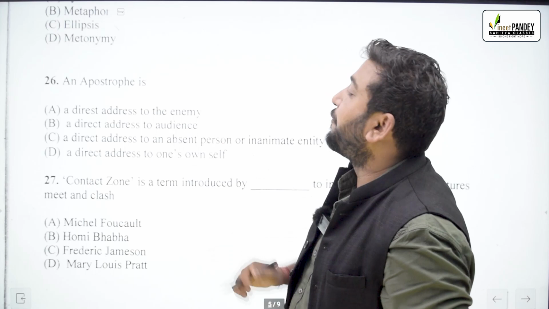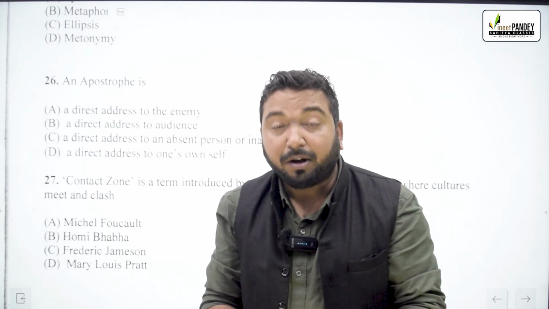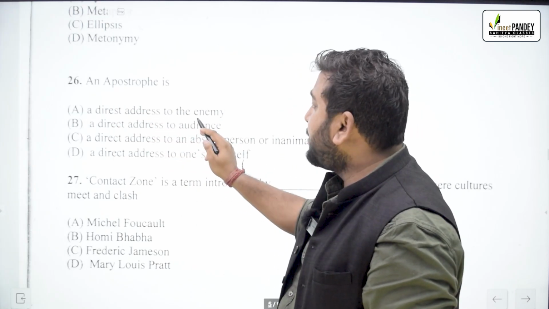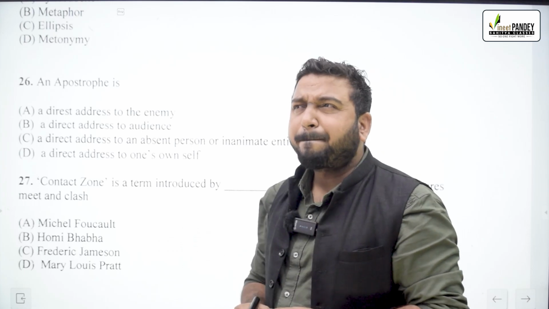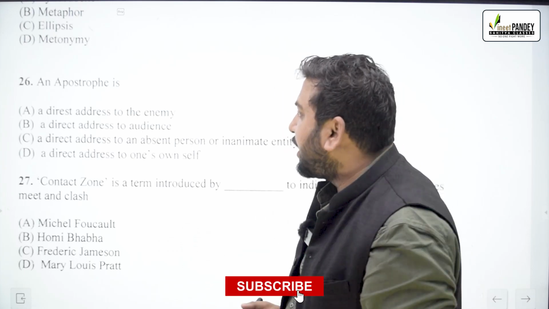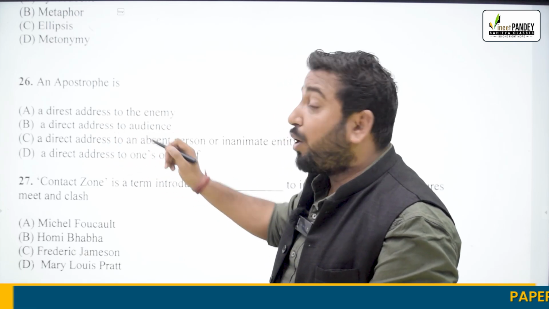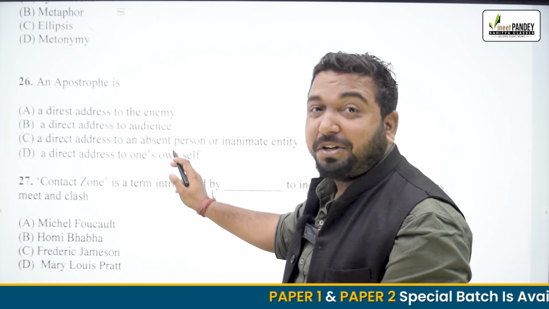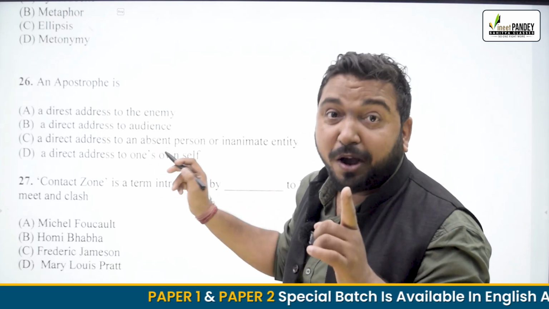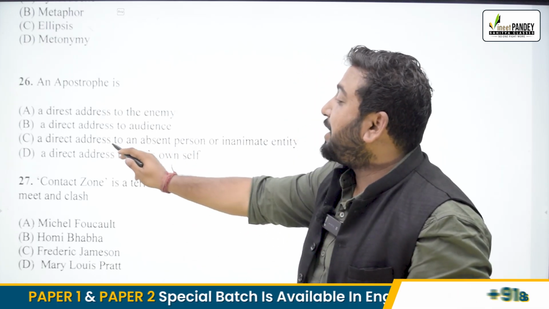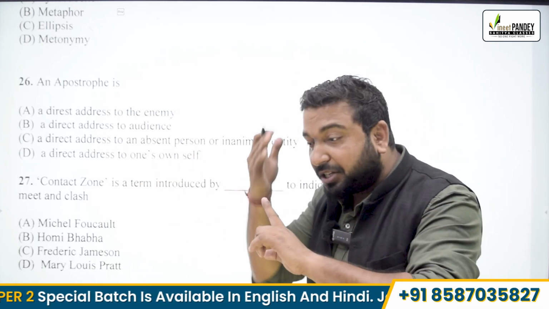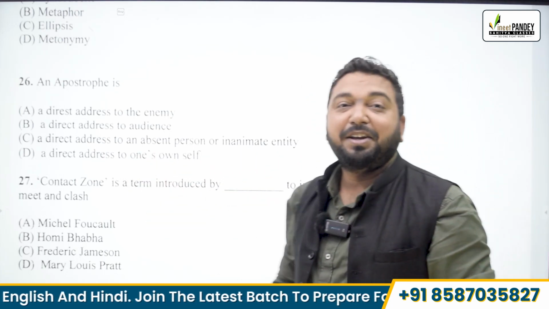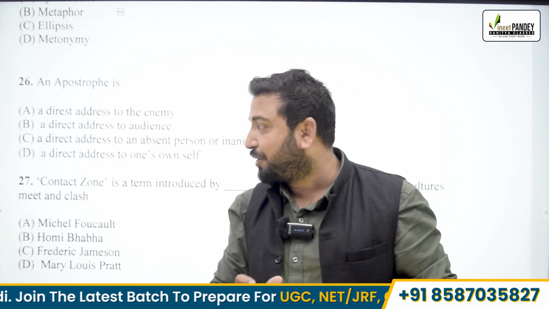What is an apostrophe? See, apostrophe means addressing someone. But who? Let's go for options. A direct address, yes. To the enemy, दुश्मन को address करना, can be, हो सकता है. It can be an answer. A direct address to audience, can be. A direct address to an absent person. This is the final definition. That's why you have to read things and understand. A direct address to an absent person. The person should not be in front of you. Absent person or inanimate entity. That is apostrophe. A person is not in front of you.